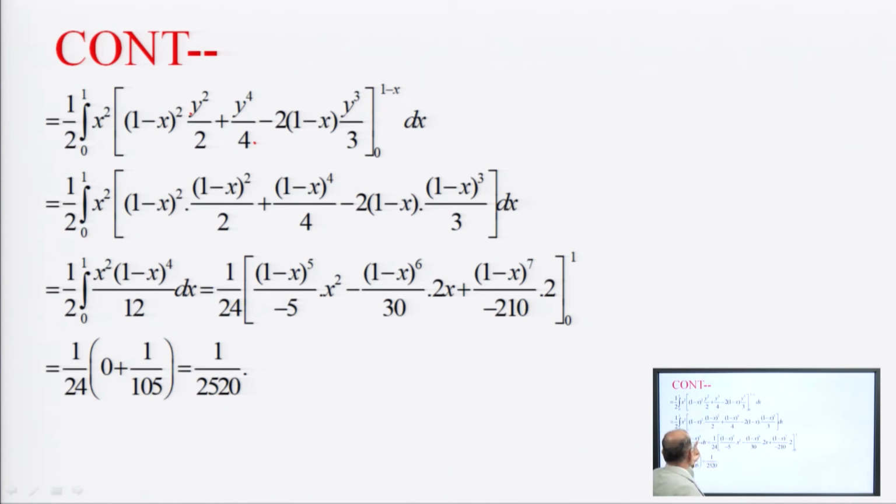We again integrate with respect to x, because x is kept constant and at last we have to integrate with respect to x. We get this by substituting the upper and lower limit. The upper limit vanishes because 1 minus 1 is 0. For the lower limit, we have 1 by 5, 1 raised power 5 means 1, 1 raised power 6 means 1, 1 raised power 7 means 1, and calculating we get 0 for the upper limit, and the lower limit is 1 minus 1 by 105. After calculating we get 1 by 2520.